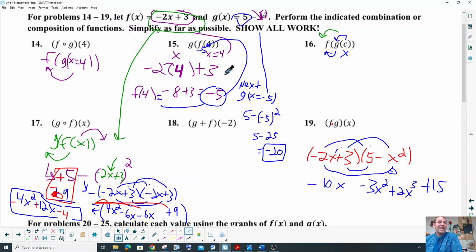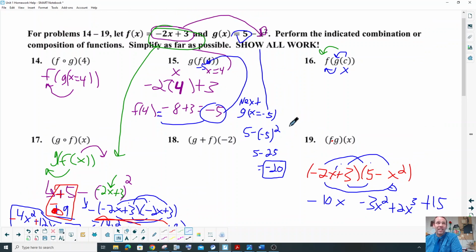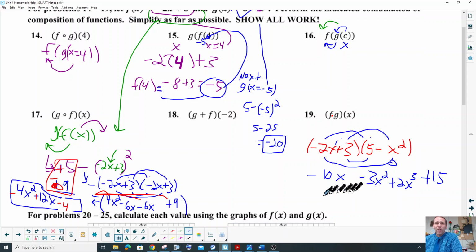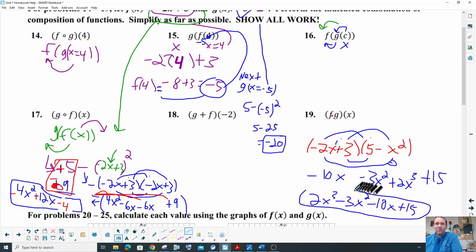Now remember, it says to do standard form, or remember to always do standard form when doing these. And so that means we're going to do the highest power first. So that's 2x cubed minus 3x squared minus 10x and then plus 15. Nice. So there's number 19.